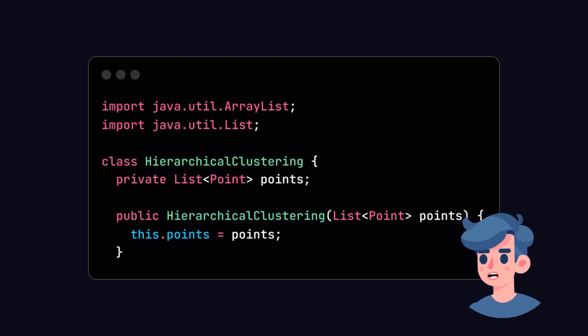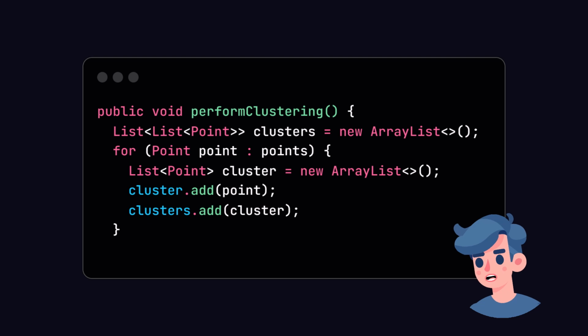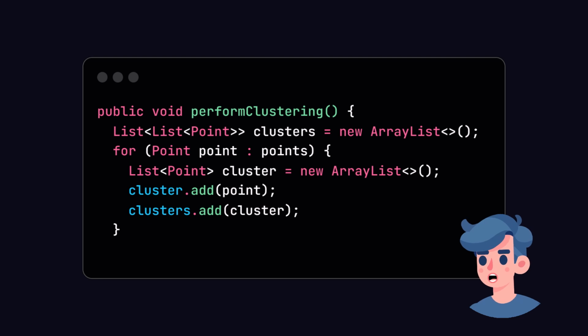Next, let's define our hierarchical clustering class where we will implement the clustering algorithm. We'll store our points in a list. Now, let's implement a method to compute the pairwise distance between the data points using Euclidean distance. This method will be crucial for our clustering algorithm. In the Euclidean distance method, we calculate the distance between 2 points using the distance formula.